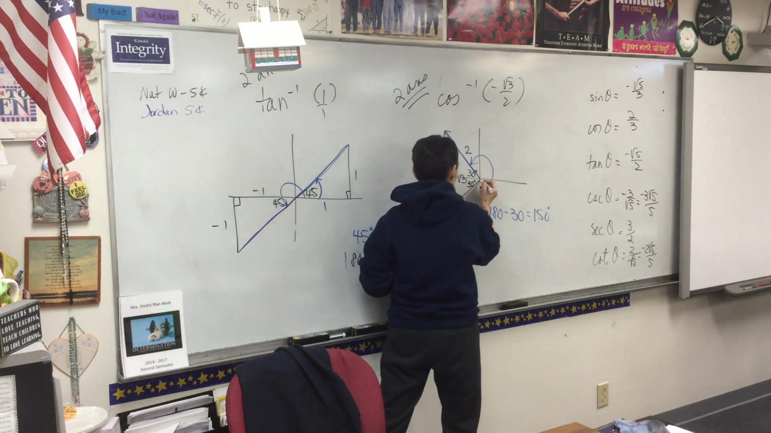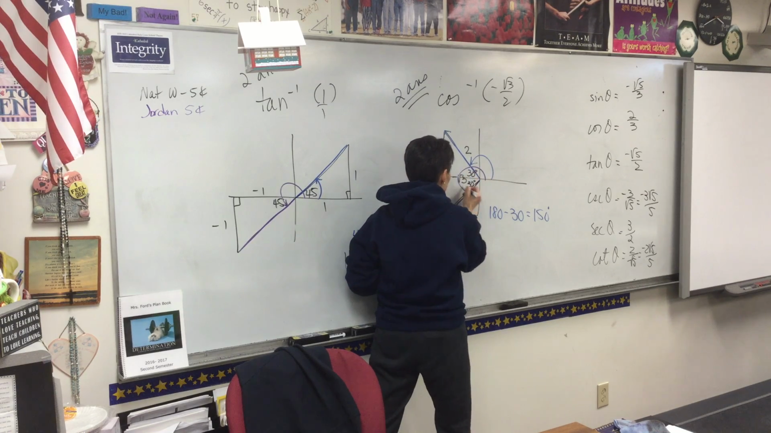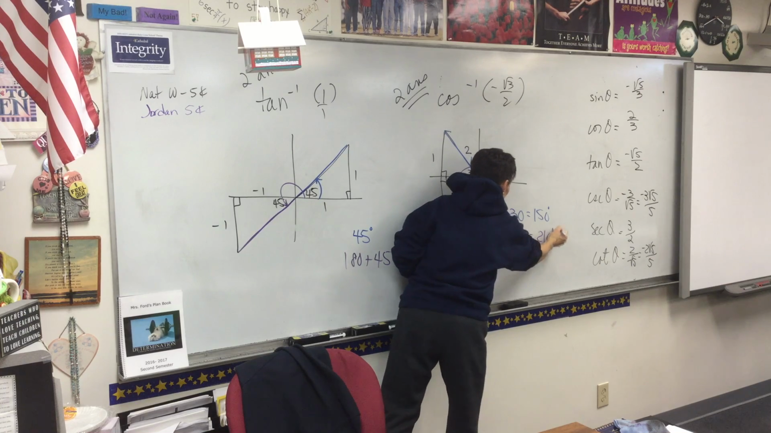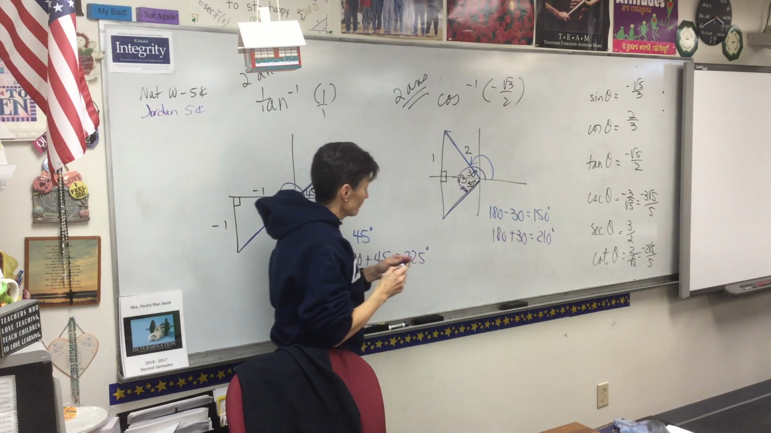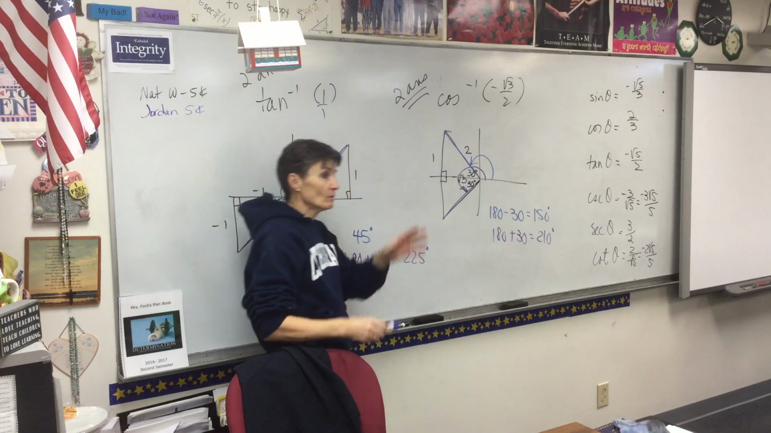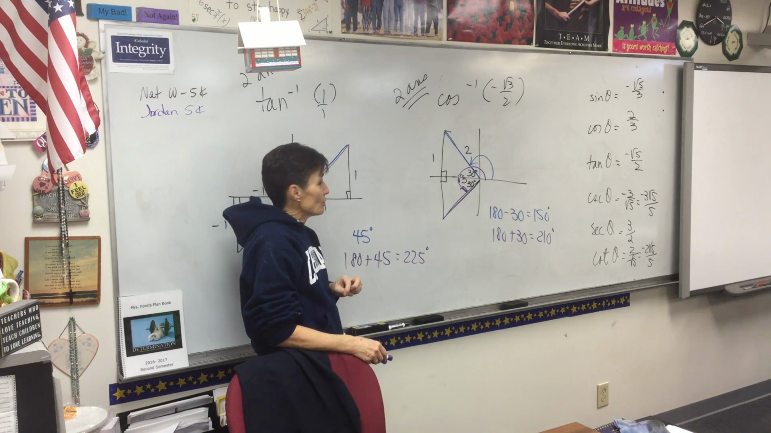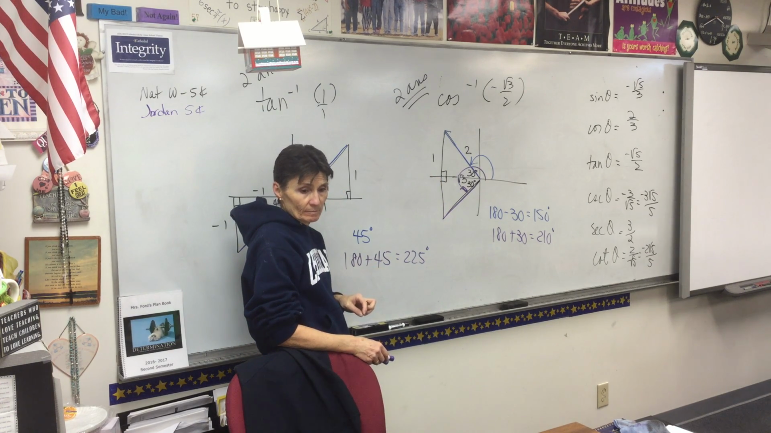The purple angle is 180 plus 30, which is 210. Remember, your angles are the hypotenuses. So you need to go around the circle till you get to the hypotenuse.